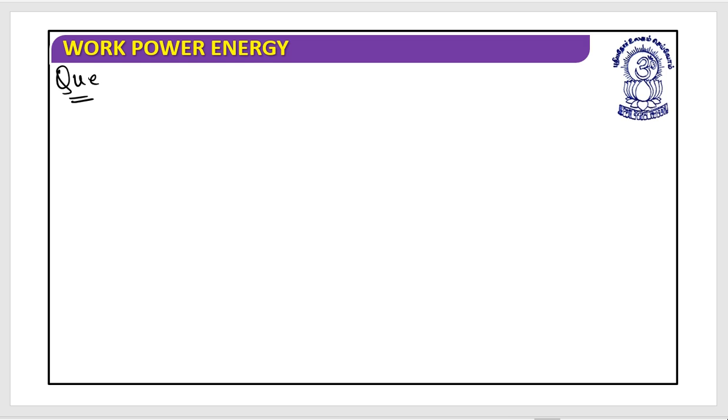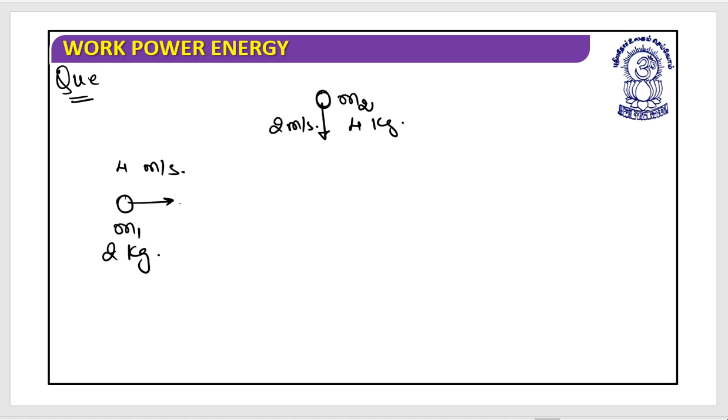Let's have a look. Let's suppose a certain object is given. Let's have a diagram of it. This is the M1 object, which has a mass of 2 kg, and is moving in this direction with a speed of 4 meter per second. Another object is there, of mass M2. It has a mass of 4 kg. This is moving in this direction with a speed of 2 meter per second.